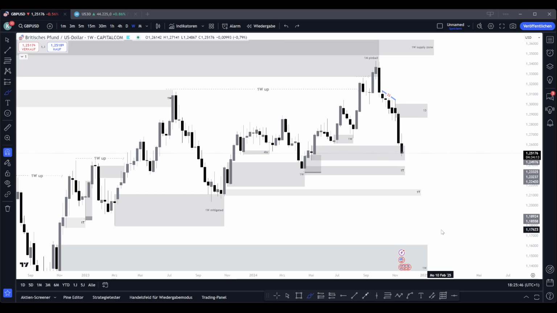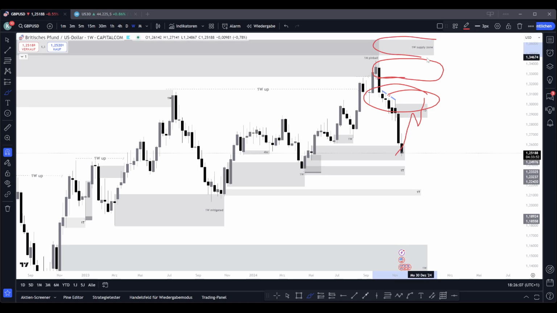But in case the demand zone fails, and in case price comes here, gives us a reaction like this and starts moving up, remember, all this liquidity will be taken out, and there are two possibilities of areas where price might react. Price might give us another reaction within this other area and within this other area. For price to come up here or up here, it depends if this demand zone will hold.